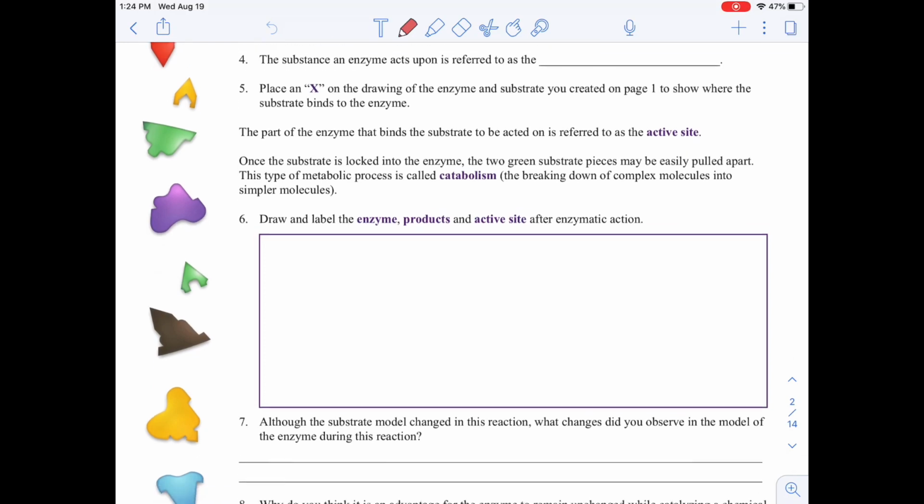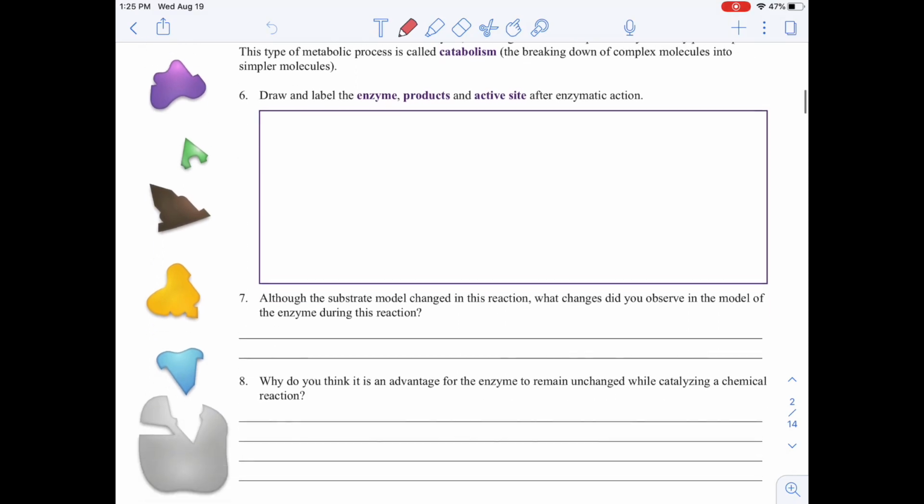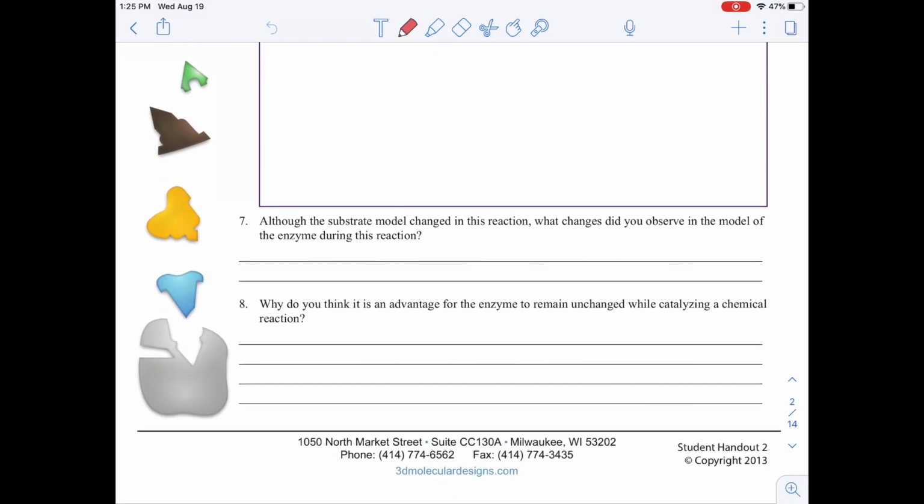Hopefully that helps. So number 6 wants you to draw and label the enzyme, products, and active site after the enzymatic action. So you're going to draw what I had at the very end of the last video I showed you, when the green substrate had broken apart and become two separate products and left the active site. Make sure you label your picture and pause the video now to draw. Now take a second and pause the video and answer questions 7 and 8.